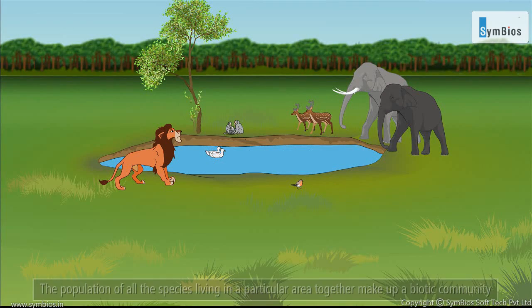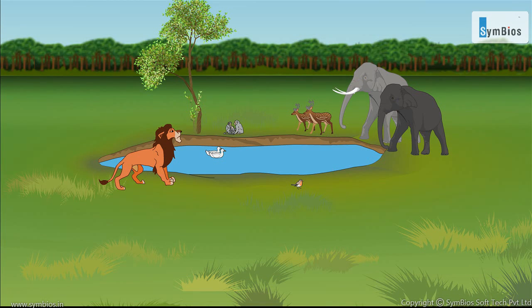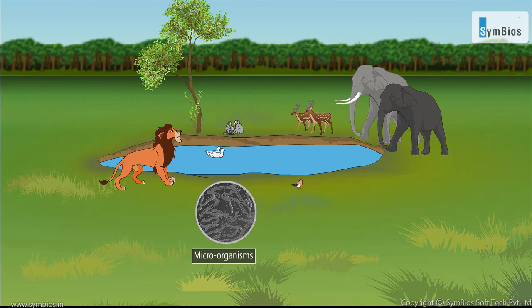Community. The populations of all the species living in a particular area together make up a biotic community. All the living organisms such as microorganisms, plants, trees, animals and birds make the community.